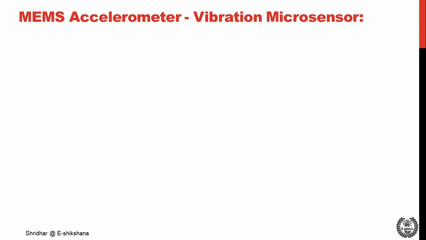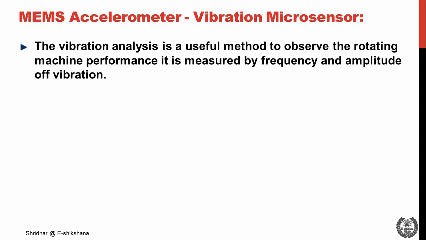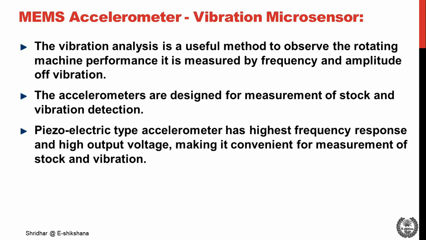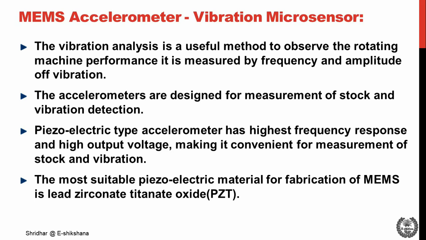Applications of MEMS: the MEMS accelerometer vibrating microsensor. Vibration analysis is a useful method to observe rotating machine performance, and it is measured by the frequency and amplitude of vibration. The most common type of vibration sensor is the accelerometer. Accelerometers are designed for the purpose of measuring shocks and vibrations. The piezoelectric type accelerometer has the highest frequency response and high output voltage, making it convenient for measurement of shock and vibration. The most suitable piezoelectric material for fabrication of a MEMS accelerometer is lead zirconate titanate.